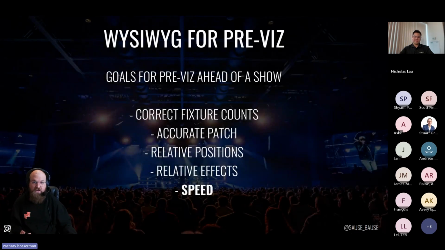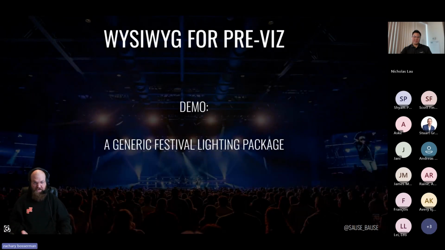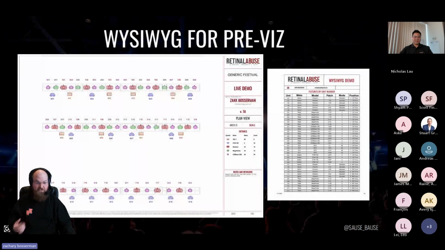So what we're going to do is we're going to look at a live demo of what I'm calling a generic festival lighting package. This is something that I've made. This is actually the plot I use for Nate Smith. This is our fly date plot. So when we are given a corporate show or something where I get to determine what the lights are up in the air, we typically send them this.